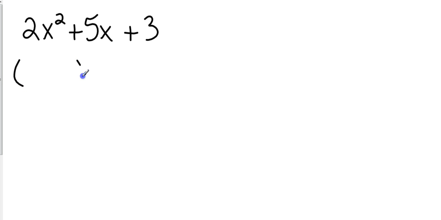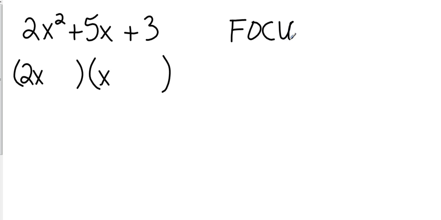Well, in this case, we know when we do our FOIL method, our first terms have to multiply to get 2x squared, and there's only one way to do it. So we're going to have to start with 2x and x. Now, this is a method that I teach. It's not in any book anywhere. Remember when we did the FOIL method, outside and inside were in the middle. So we're going to focus on the OI, is what I call it. Okay, focus on the OI.